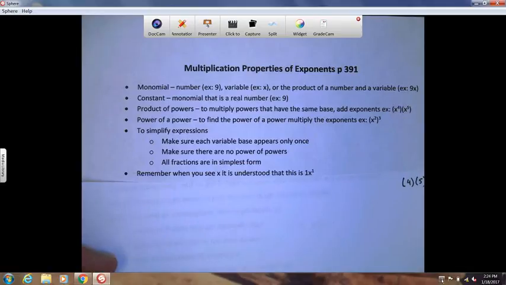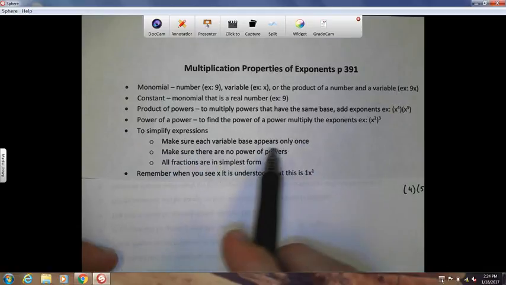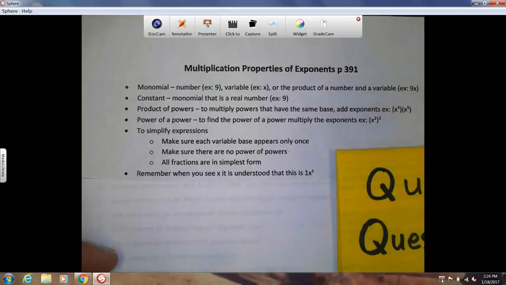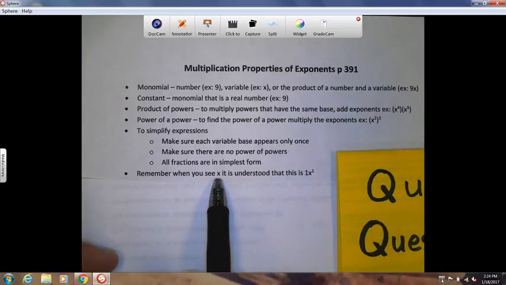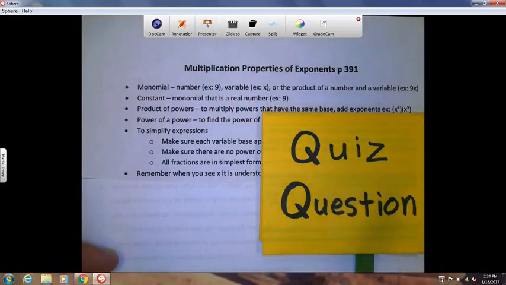Okay, these are the things you must do to simplify expressions. Make sure the base appears only once. There can be no power of a power. And then simplify all fractions. And a final quiz question, or not a final, a third, is remember when you see x, you have to understand that this is 1x to the first power. It's not going to be written like this. It might help you to write it like that, but it's always going to be x. You know that's 1x to the first power. That's a commonly missed thing. So let's look at some of the examples.